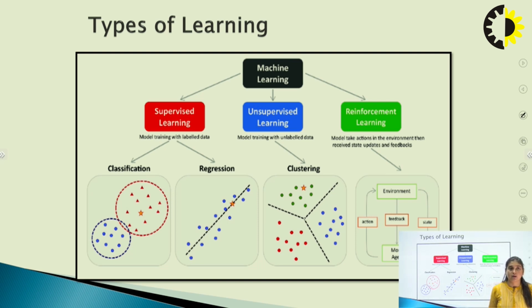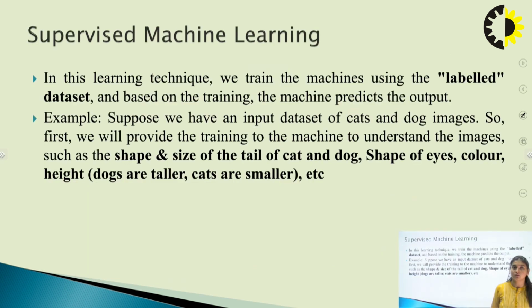And reinforcement is a model that takes action in the environment, then receives status updates and feedback, and on the basis of that it improves. Like if it is getting rewards, then it will do that particular task repeatedly. And similarly, if the model gets punishment or some kind of penalty, then that's the wrong path, and the model learns that it should not follow that particular path. So I will discuss each and every category one by one.